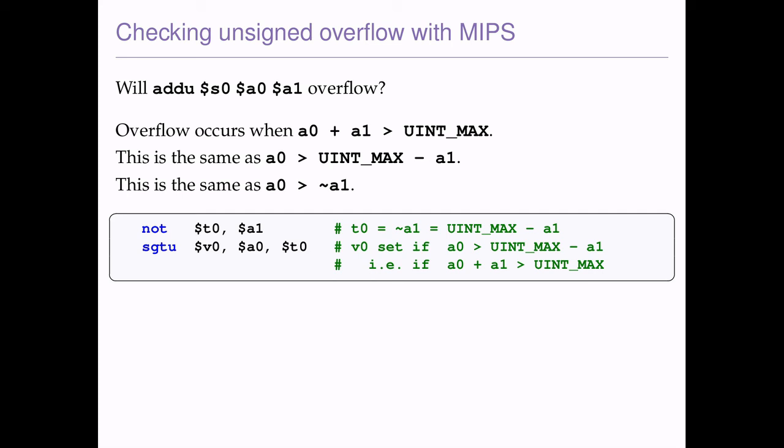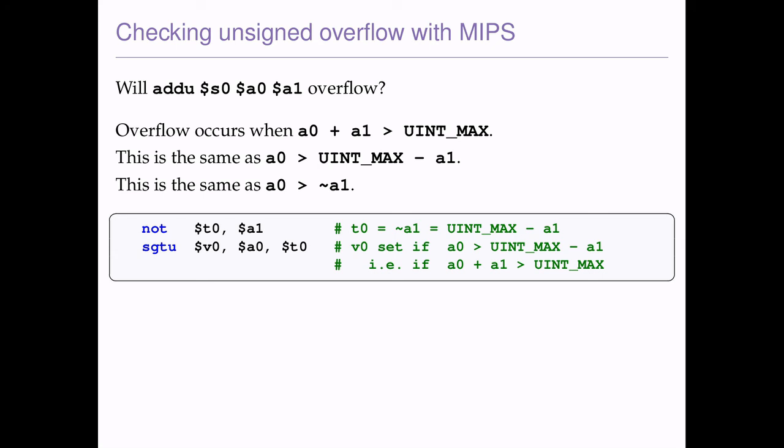Well, we can rearrange this formula. So we can say that overflow would occur if A0 was greater than the largest value minus A1. That's just equation rearranging. So we just move A1 over to the other side. It becomes negative, we subtract it from the largest possible value. But because the largest possible value is just the number with all of the ones set, if we subtract A1 from it, that's the same as negating A1. So what we need to check is if A0 is greater than the negation of A1.